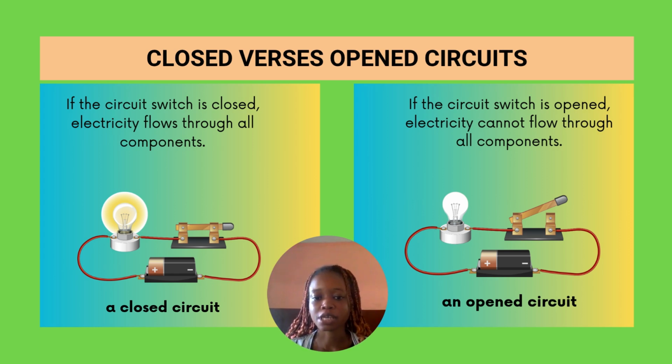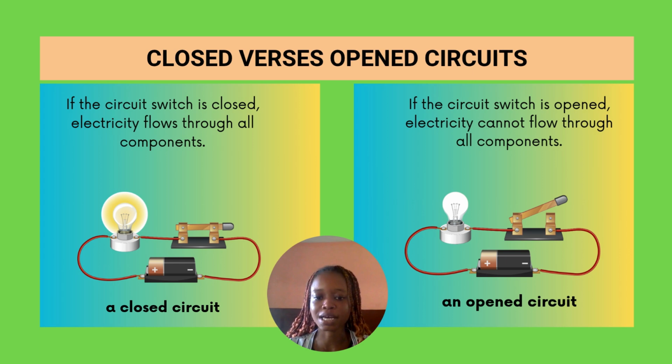Now we have two types of circuits. We have the open and we have the closed circuit, which you can see on your screen there. Now, if the circuit switch is closed, electricity flows through all components. In order for electricity to flow properly, the circuit has to be what? Closed. That is, there is no break in the components.